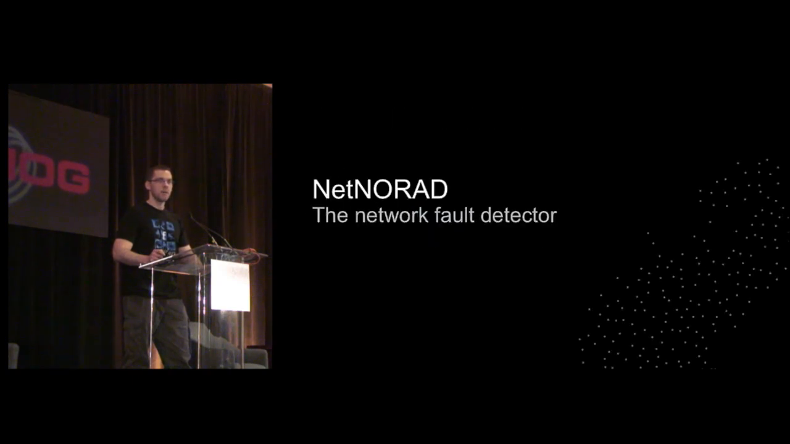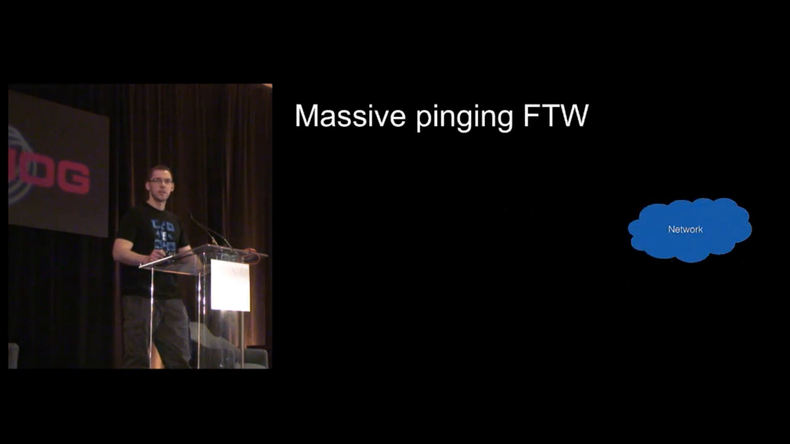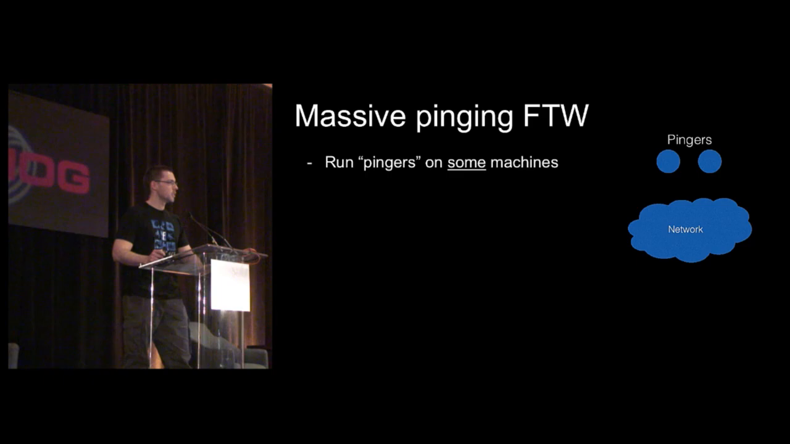And the key conclusion from this is that ping and traceroute are still very important tools in network debugging. So let's see how these principles generalize to a larger scale. In this section, we're going to talk about NetNORAD, the system for automatic end-to-end fault detection. At its very heart, the idea is very simple. We have all the servers at Facebook, and we make some of these machines run pinger processes.